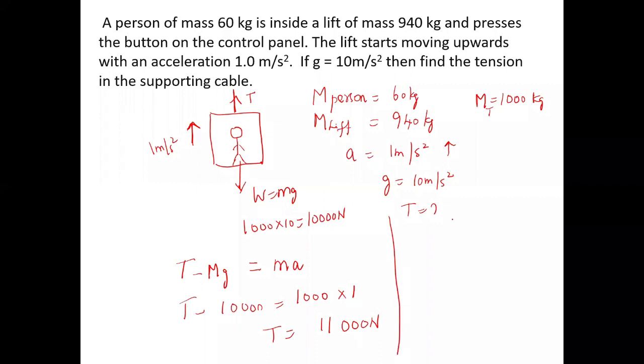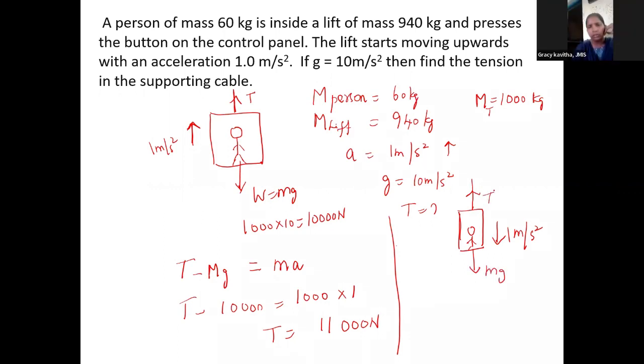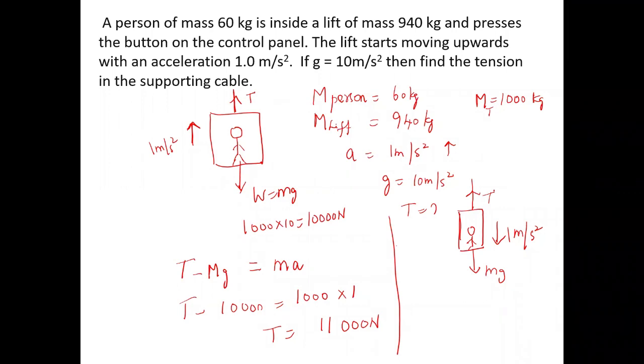Now let us consider a case when the lift is moving in the downward direction. Same problem. When the lift is moving downward with an acceleration of 1 meter per second square, what will be the tension now? There is a net downward force. What is the net force here? Again, it is only 1000 into 1. But what will be my left hand side? The downward force is more than the tension.